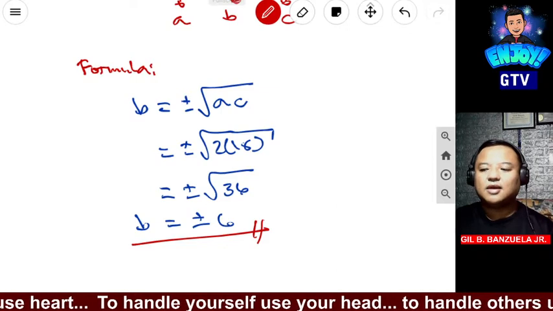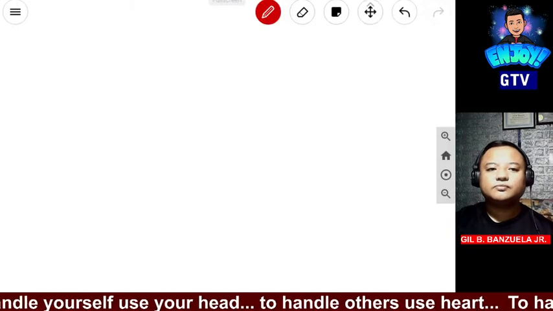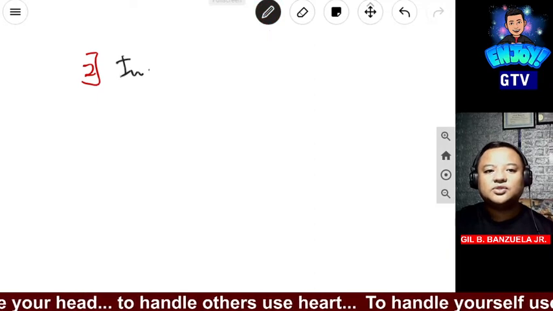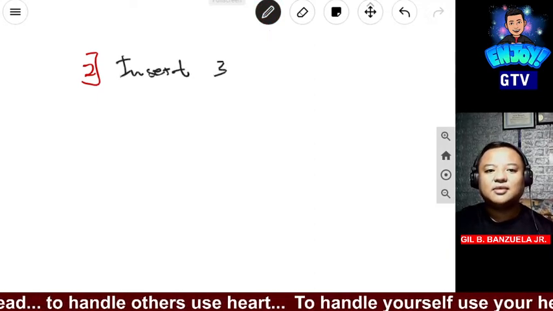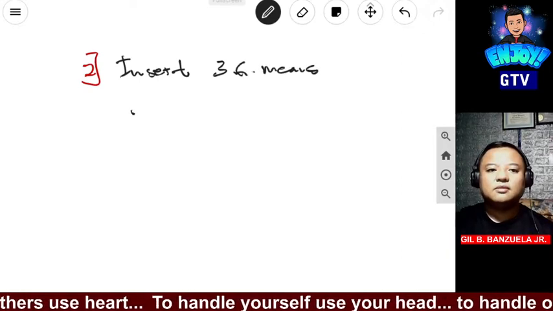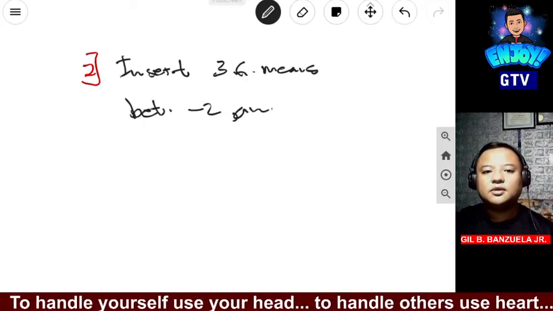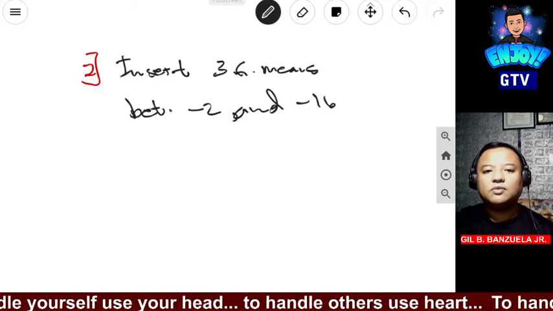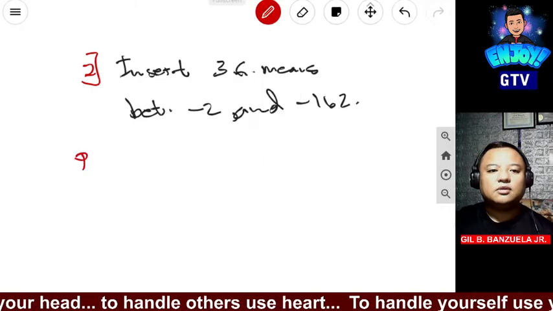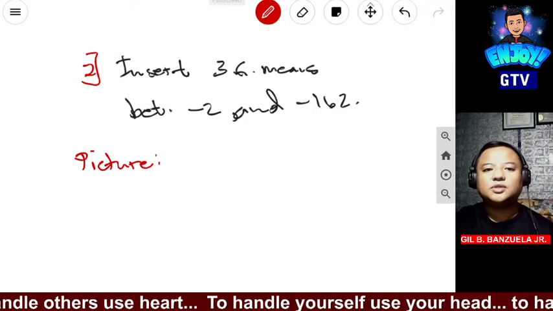Okay, all right. So let's try to solve problem number 2. So for problem number 2, guys, we are asked to insert 3, so this time 3 geometric means between -2 and -162. So again, it would be great if we're going to picture this out.